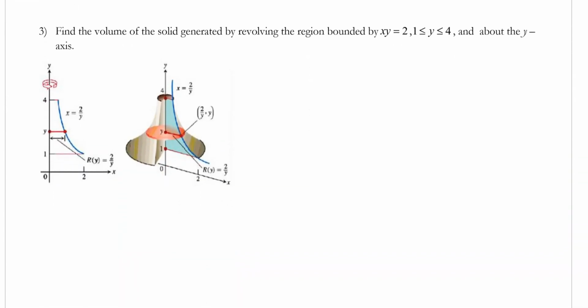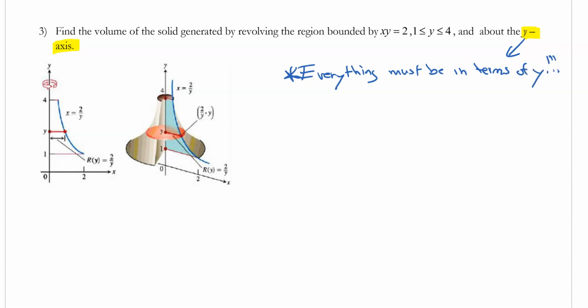Okay, number 3. Now, there's an adjustment here. You will notice that we are rotating about the y-axis. Very important. If we're spinning around the y-axis, everything must be in terms of y. Very important. Anytime we spin around a vertical axis, we must have everything in terms of the vertical component, which is the y value. So normally our volume is pi integral, I'm going to use c and d now, so c to d of r of y squared dy.